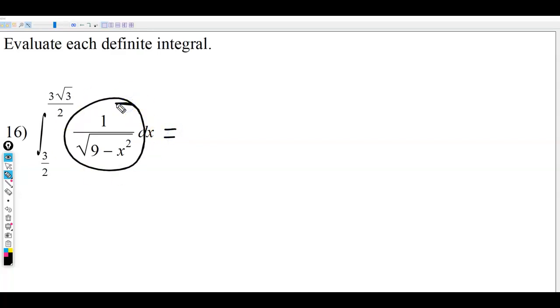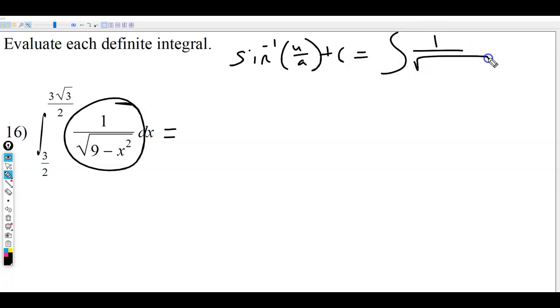That's an arc sine. Arc sine comes from this rule: 1 over the square root of a squared minus u squared. Okay? So in this case, the number that goes here is the square root of that, and the number that goes here is the square root of that, and we're pretty much ready to go.